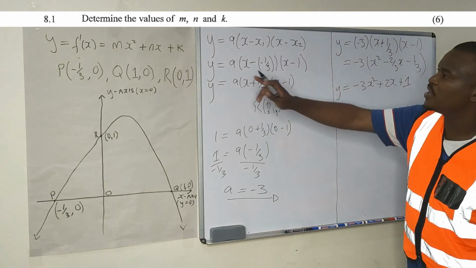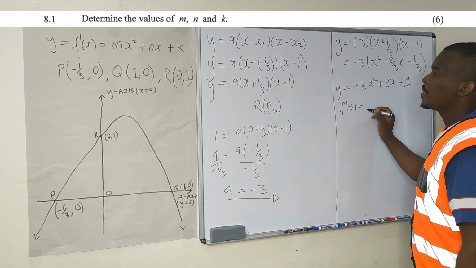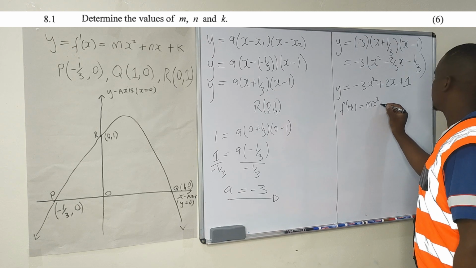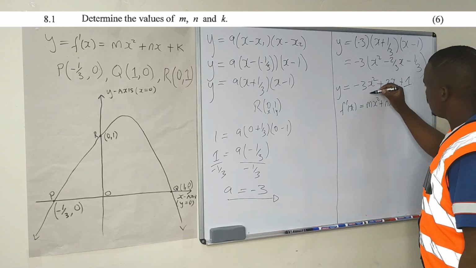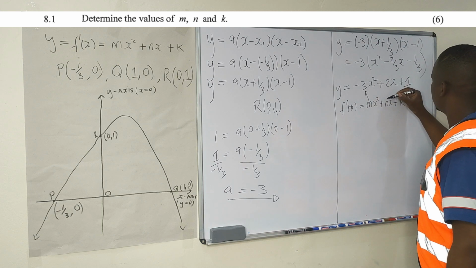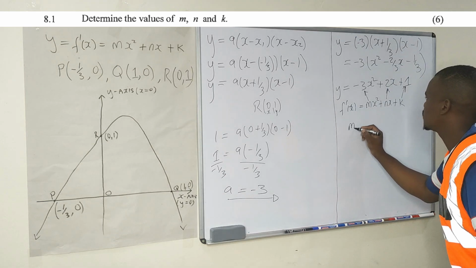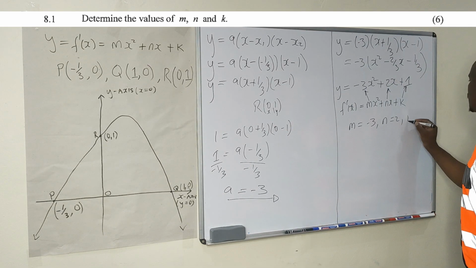So you said your equation was what? f prime of x is equal to mx squared plus nx plus k, which means your m is this one, your n is this one, and your k is that one. So your m is equal to minus 3, your n is equal to 2, and your k is equal to 1.